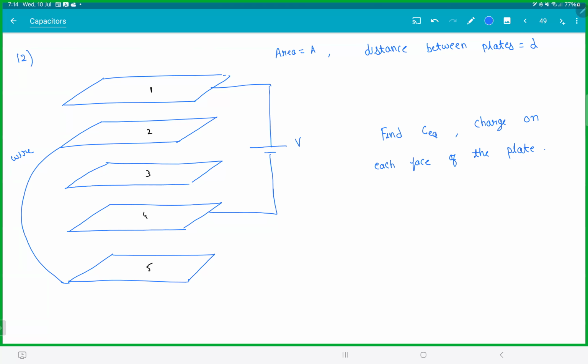Three A epsilon by D. Okay. Let it be C, na? A epsilon by D is equal to C. Start from there. I'm more interested in the charges on each face. Eight aaya kya? Try. I'll give you a minute, then I'll show you.